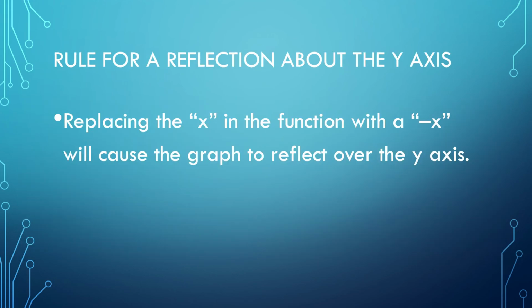So again, as a rule, to reflect over the y-axis, we're going to replace the x in the function with a -x. And in actuality, I probably should have put a set of parentheses here, because the best way to do that replacement is to keep that -x in a set of parentheses. But that will cause your graph to reflect over the y-axis.